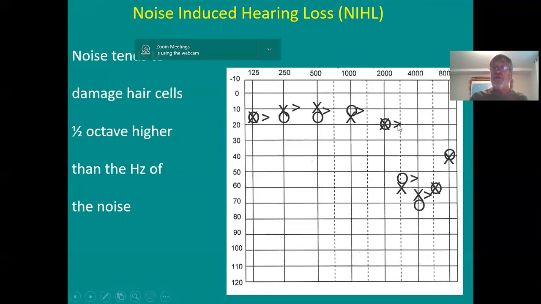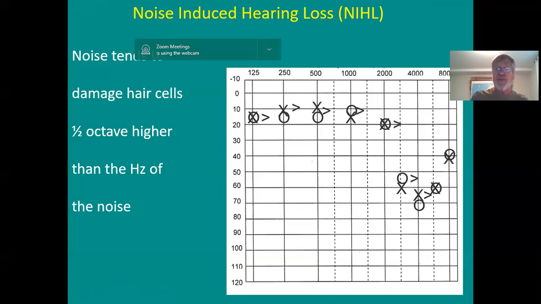Speech reception thresholds will be soft, just like the pure tone average. Speech discrimination or word recognition in quiet, pretty good. Fair to decent, not bad, can't complain.